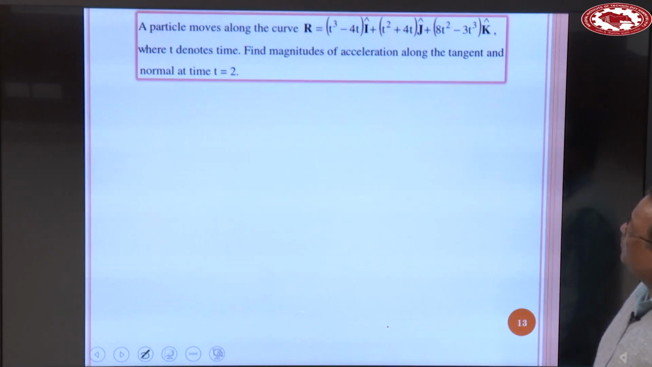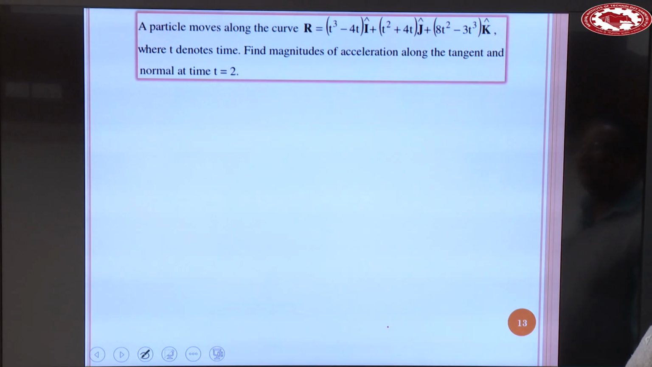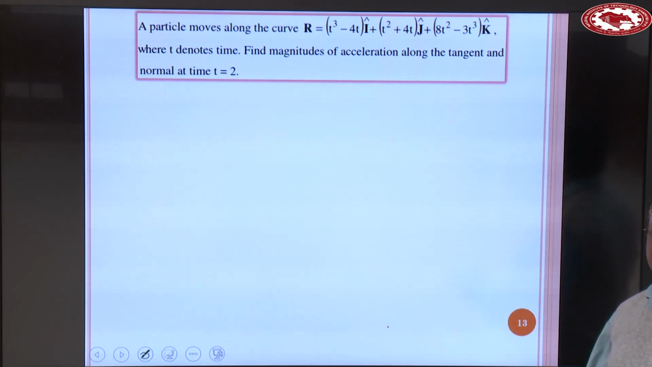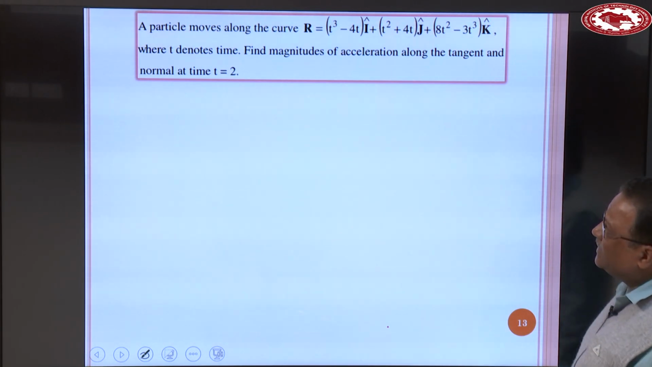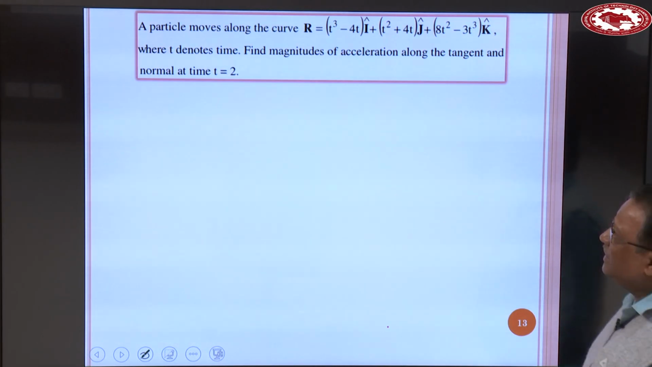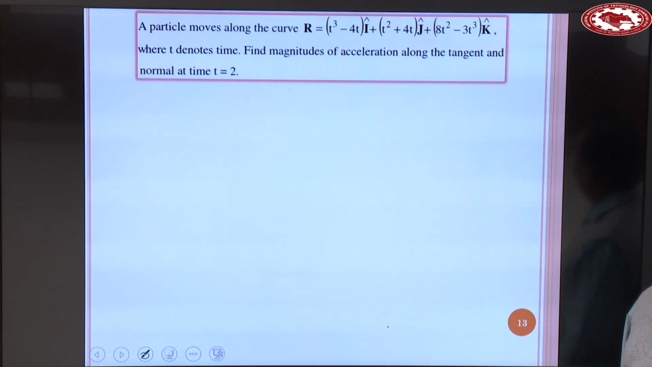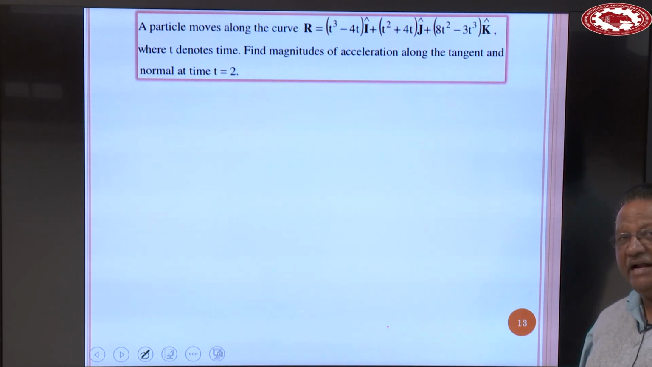So, one more problem. A particle moves along the curve r is equal to t cube minus 4t i cap plus t square plus 4t j cap plus 8t square minus 3t cube k cap. So vector equation of the curve is given here. Okay. So where t denotes time. Find the magnitude of acceleration along the tangent and normal at time t is equal to 2. Along the tangent and normal. Very important.